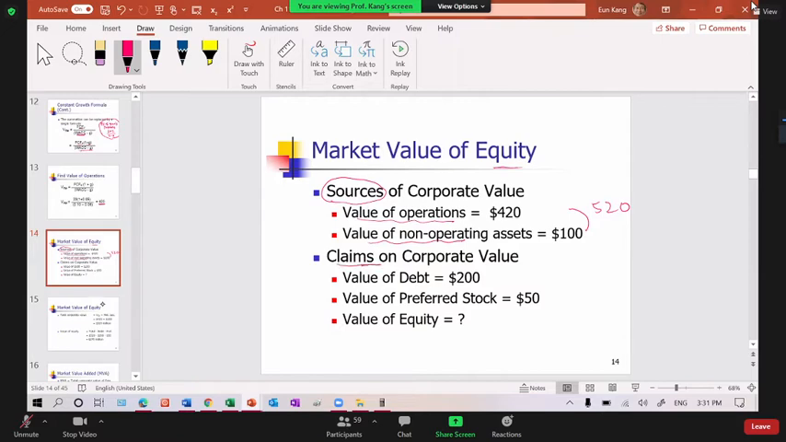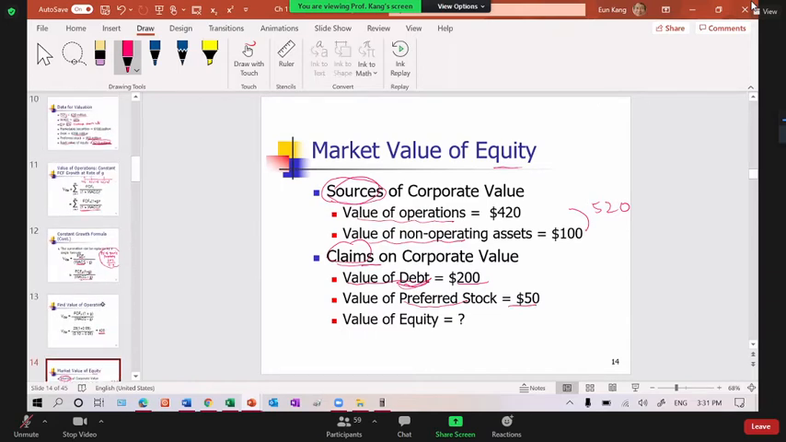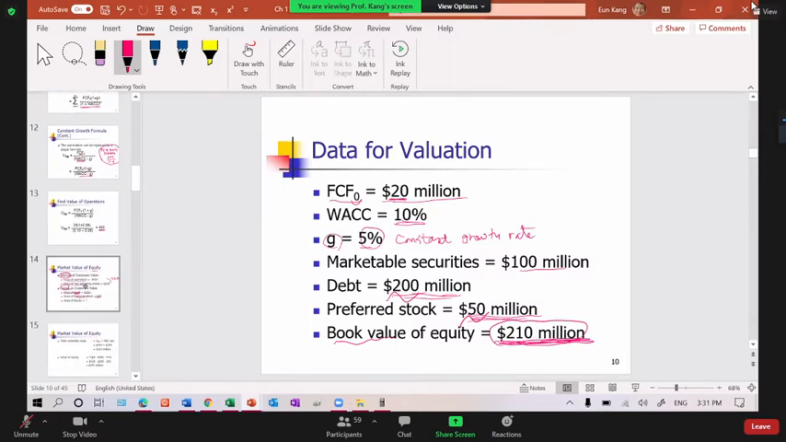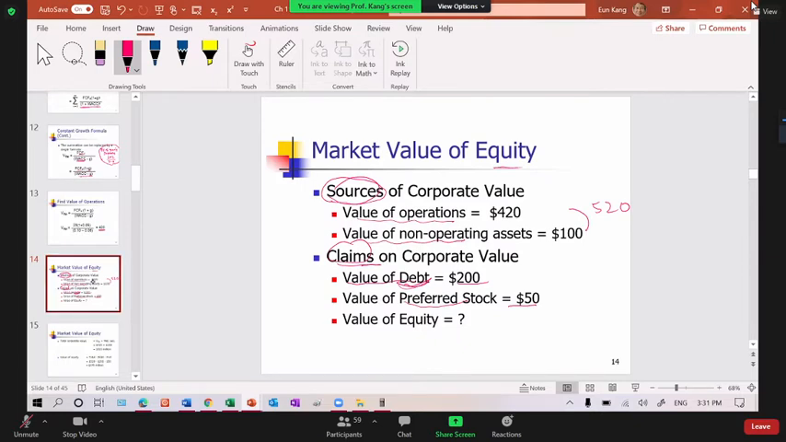Claims on corporate value, this is the source, and the claims are the value of debt. First priority is debt. Next priority is preferred stock. And those numbers are, again, in here. This is just given. For preferred stock, we just assume book value equals market value. They are pretty close, so we use that. Then what should be the value of equity? That is the market value of equity.